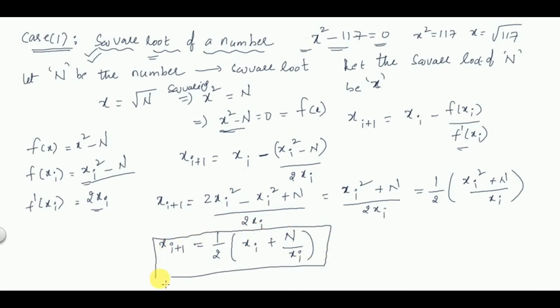If you can remember this formula, you can directly substitute in this type of problem. The n value is equal to 117. Just substitute this n value here and you will get the answer directly. You'll get the next estimate very easily. So remember this formula. This is the procedure for how to solve this.